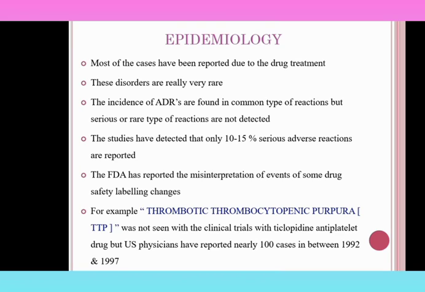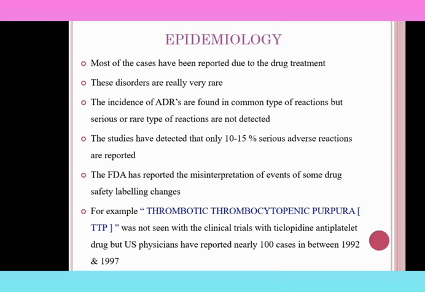Now coming to the epidemiology. How is the epidemiological rate of drug-induced blood disorders reported? Most cases have been reported due to drug treatment, and as I said in the starting slide, these disorders are really very rare. The incidence of ADRs is found in common reactions, but serious rare reactions are not detected. Studies have detected that 10 to 15% of serious adverse reactions are reported, and because of less reporting we can't know that these disorders can be caused by these drugs.